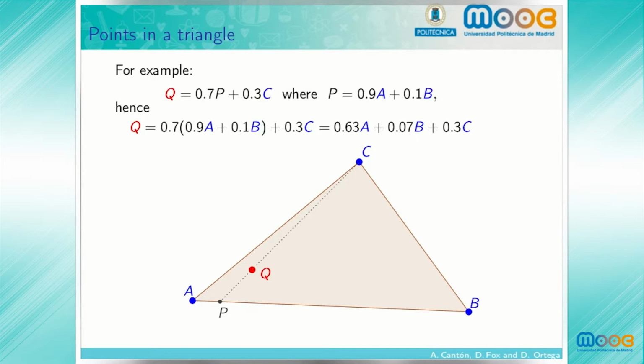For instance, here we see the point Q in the triangle. First, we regard Q as lying on the line segment which joins C to the point P on the opposite side, and we can write Q as a barycentric combination of C and P. P lies on the line segment that joins A to B, so we can write P as a barycentric combination of A and B. When we substitute the expression for P as a barycentric combination of A and B into the expression of Q as a barycentric combination of P and C, we obtain an expression for Q as a combination of A, B, and C.